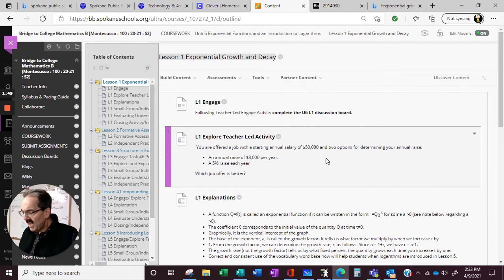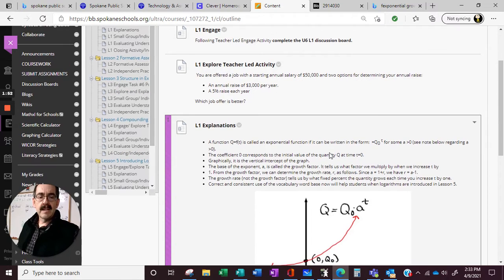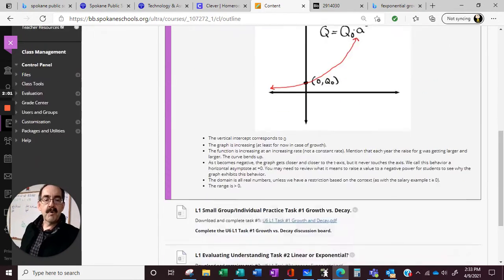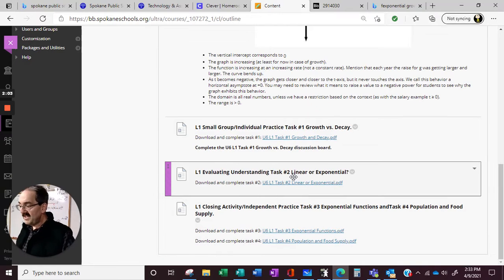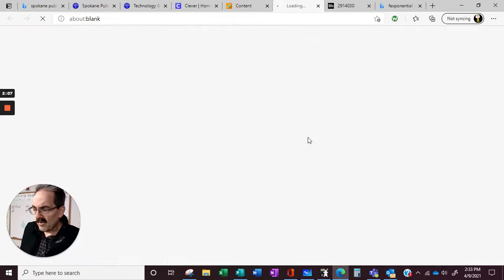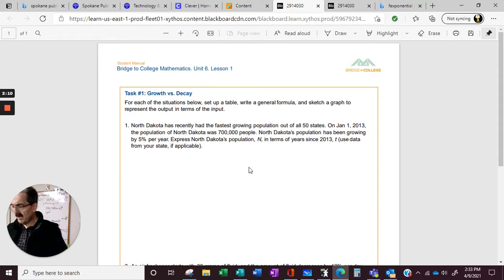If you don't remember any of these types of functions, I love the way this one reads. If you earn $3,000 every year, it grows linearly. But if you have an exponential growth like any of these, it's going to be a little bit different. So let's just click on a growth and decay one, and we'll work on it. Together, for each of the situations below, set up a table, write a general formula, and sketch a graph to represent the output in terms of input.